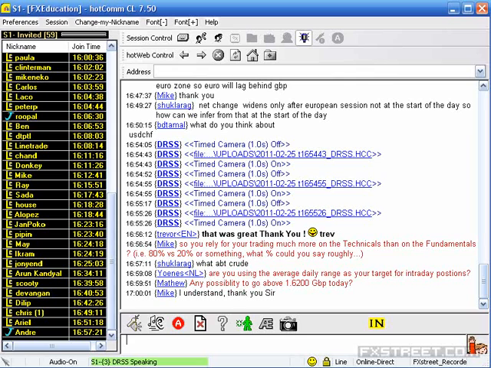Are you using the average daily range as your target for the intraday positions? No, I always relate the market to the low or the high. If the market is near the high and does not breach the high for more than 30 minutes, I try to take a sell position. If the market is near the low and does not breach the low for 30 minutes of observation, I take a buy. Anytime I come in, I don't simply take a position. I just watch the market compulsorily for 30 minutes and watch what they are doing.